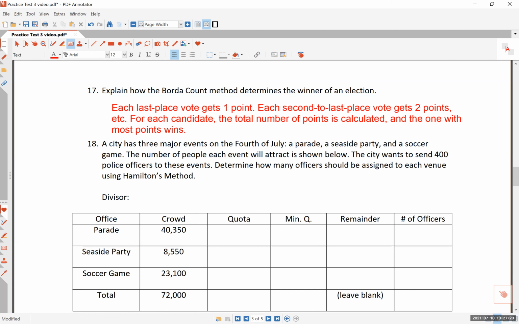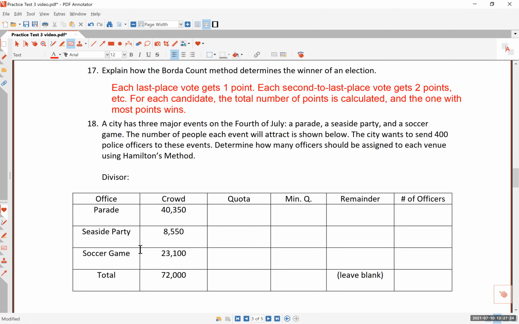Okay, number 18. A city has 3 major events on the 4th of July weekend. You have a parade, a seaside party, and a soccer game. The number that each event will attract is shown below. The city wants to send 400 police officers for security purposes. So this is an apportionment problem, right? How are you going to distribute the 400 police officers as resources to these events? And of course, the larger the crowd, the more officers you want to have. Determine how many officers should be assigned to each venue using Hamilton's method.